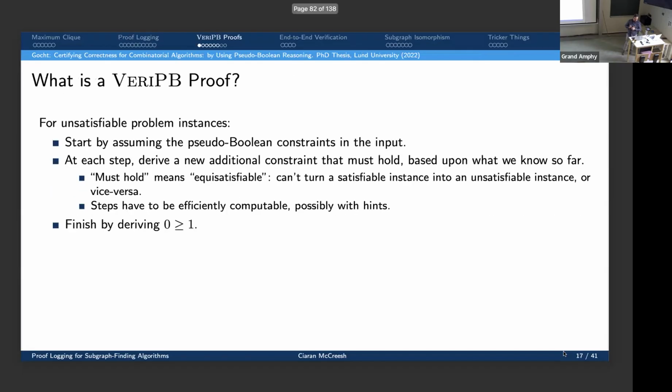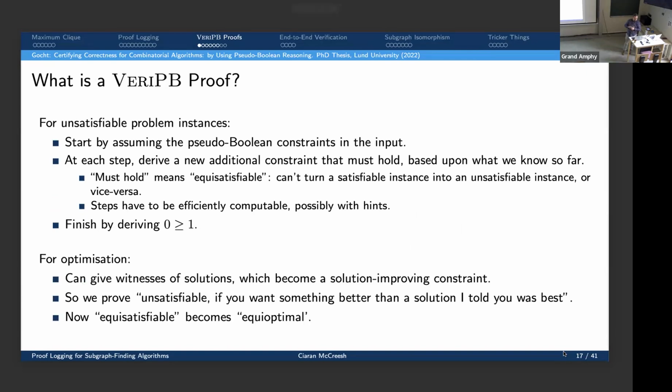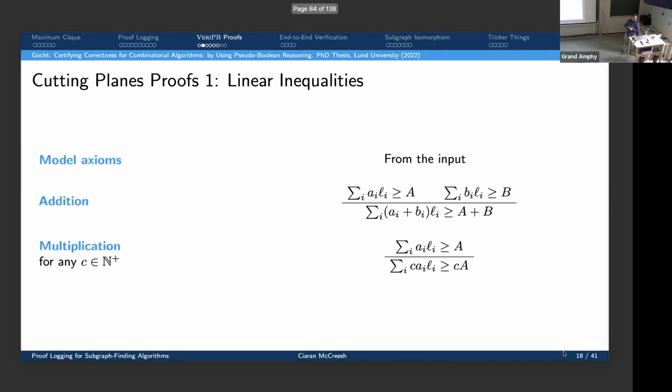Looking at time, since Jakob has already told us about this, I will go over VeriPB proofs very quickly. We've already said, okay, on status level, we're deriving a sequence of pseudo-Boolean constraints. The cutting planes proof system we've already seen.